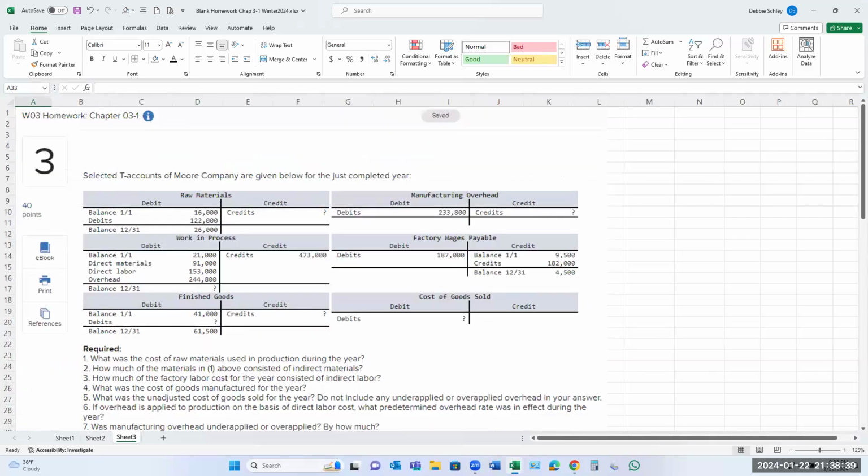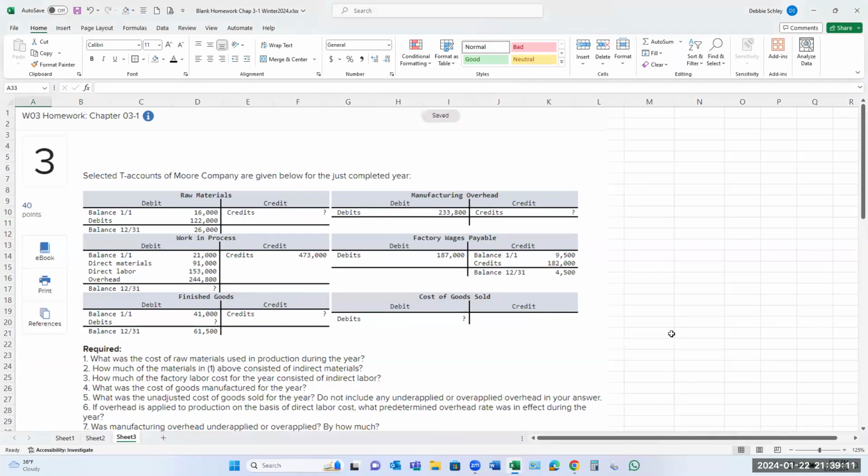Okay, question 3 is a doozy, but we're gonna do it. Okay, selected T accounts of Moore Company are given below for the just completed year. So we're at the end of the year and they're giving us all this information with some glaring spots where they did not give us numbers. They just gave us question marks.